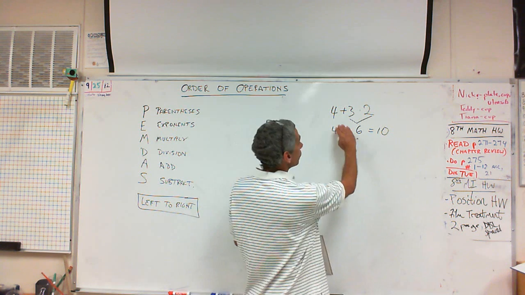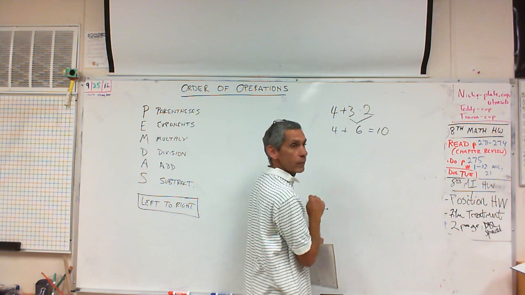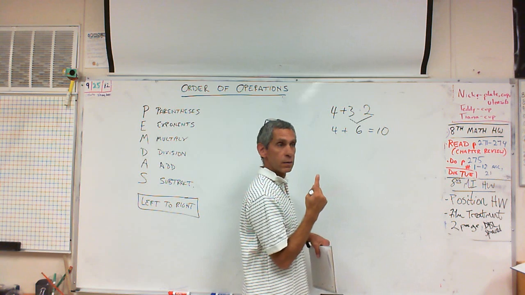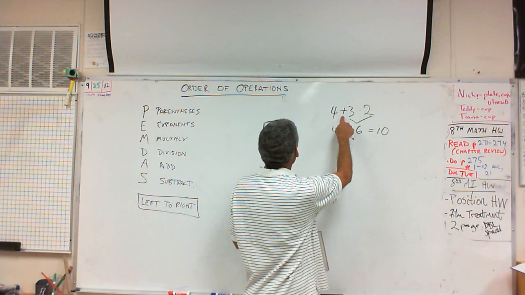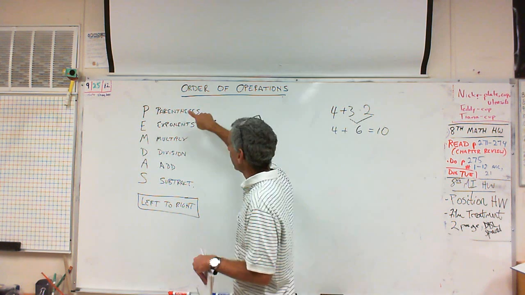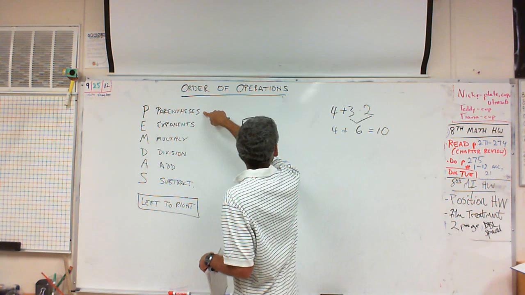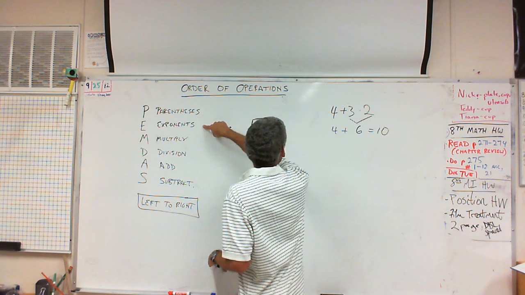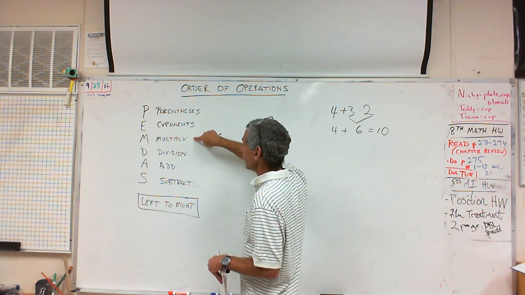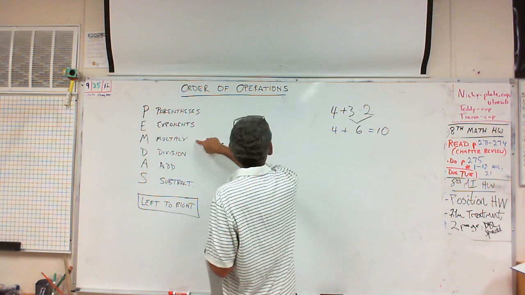How many operations do we have in this problem? Two. What are they? Addition and multiplication, right? So I go over here. Are there any parentheses? No. Are there any exponents? No. Are there any multiplies? Yes. Okay, so I've got to do multiply first.